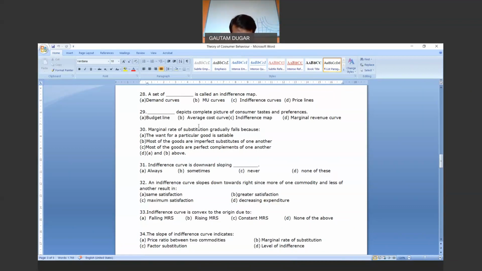Option B, most of the goods are imperfect substitutes of one another. Option B, MRS, marginal rate of substitution, falls. It always falls. And because the MRS is diminishing, the indifference curves are convex to the origin. Why does it fall? Because most of the goods are imperfect substitutes of one another.